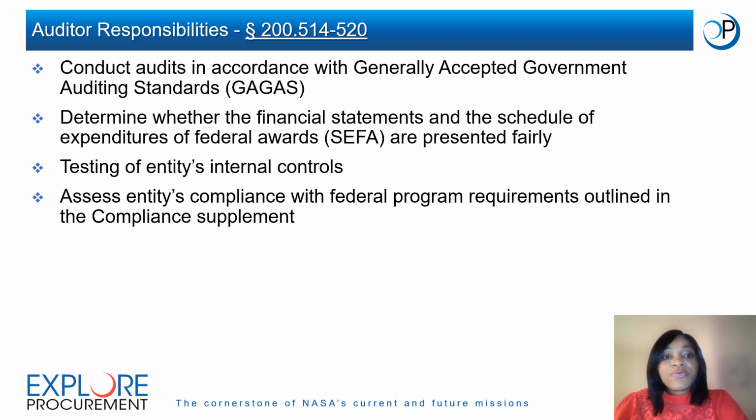The auditors do perform internal controls testing to verify whether systems and processes are in place to safeguard assets, maintain data integrity, and also ensure compliance. Finally, the auditors are assessing the entity's compliance with the federal program requirements outlined in the compliance supplement. This means that they're verifying whether the entity adheres to federal regulations, policies, and guidelines pertaining to the management and utilization of federal funds.